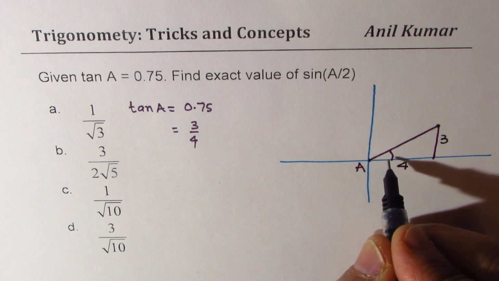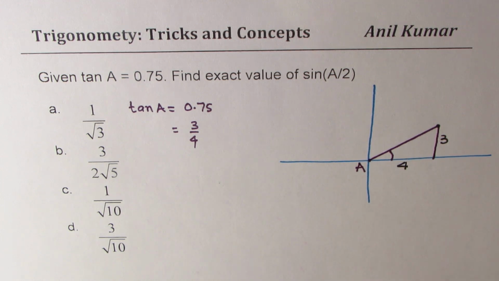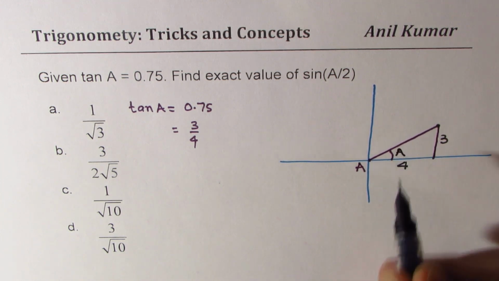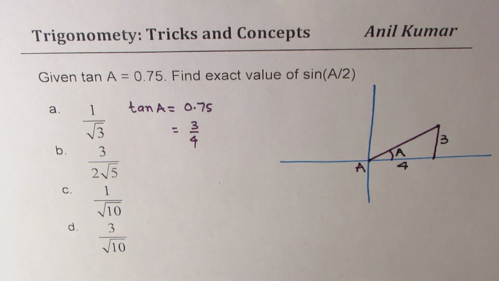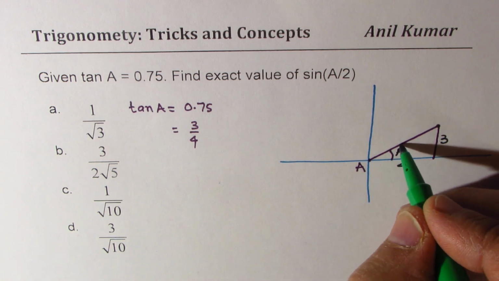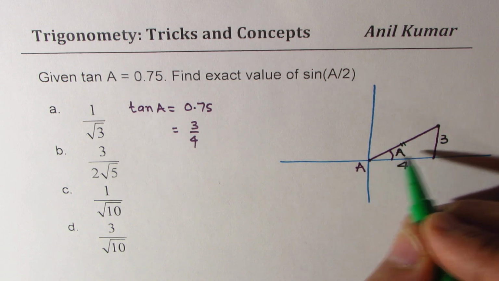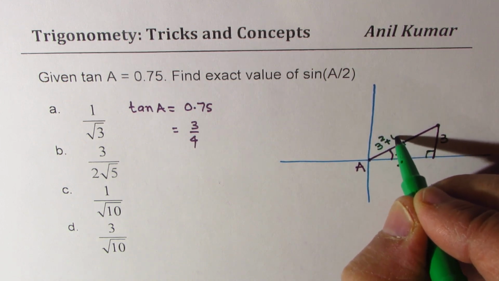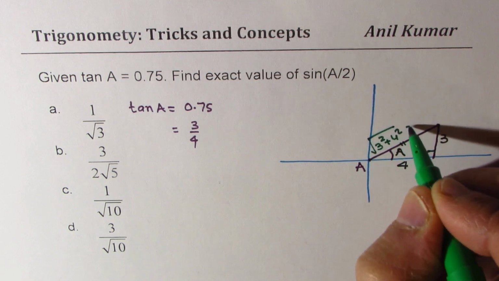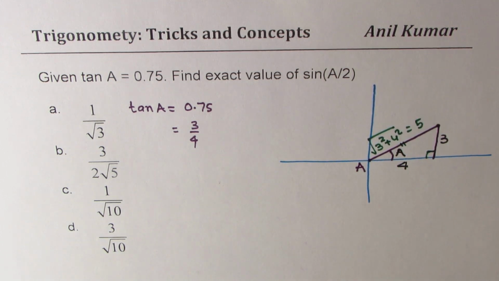So now we know tan A, this angle is A for us. Let me write here, that is better. So tan of A is 3 over 4. We need to find the half angle. So the trick is something like this. If I use the Pythagorean theorem, I can find the hypotenuse, which is the square root of 3 squared plus 4 squared, which is definitely 5, as you know.